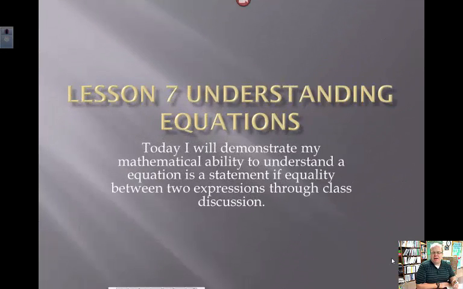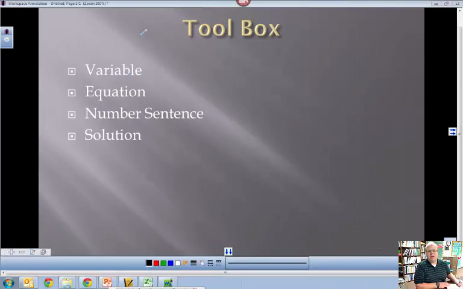Today we're going to be talking about equations and what they are. So your objective today, I will demonstrate my mathematical ability to understand that an equation is a statement of equality between two expressions through class discussion. This is going to build on what we've already been talking about with expressions when we start now talking about equations. Okay, so we already know that a variable is simply a letter.